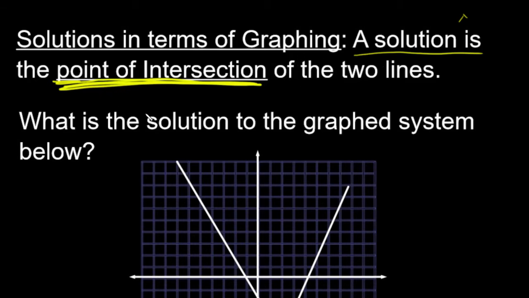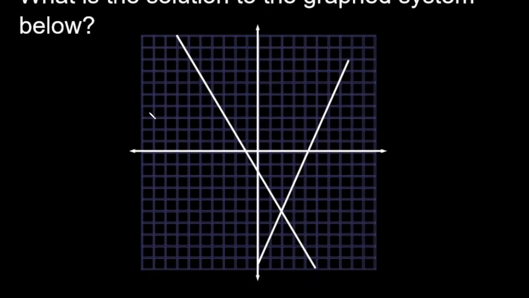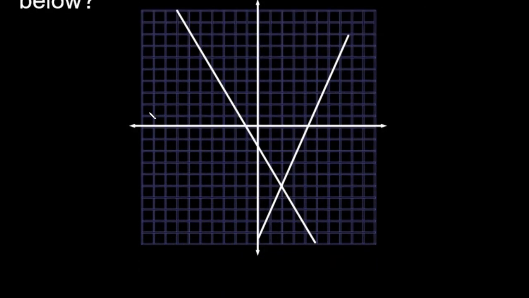So what is the solution to the graphed system below? Hopefully you've paused the video and written this down, and then moved on. So what is the solution to the graphed system below? You should have written in your notes that the solution is the point of intersection. So if this is one of your lines, and this is another one of your lines, where would the solution be? Well, it's the point of intersection, and so it is right here.